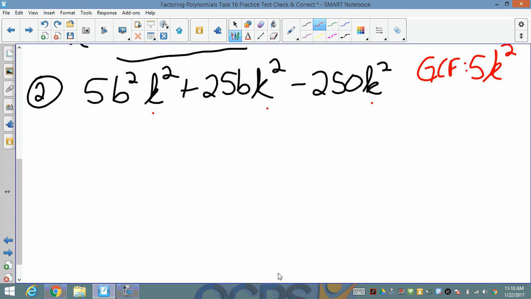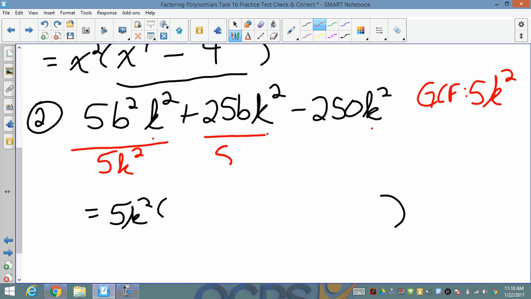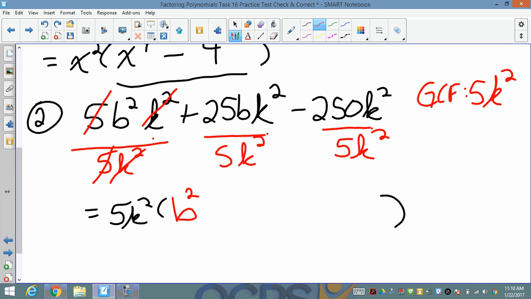Now I'm going to factor that out. So again, when I'm factoring using the GCF, I'm going to have the GCF times something, and to get that something, I'm going to divide by 5k squared, because that's my GCF. Here we go. So 5 divided by 5 is 1. B squared is going to stay b squared. K squared divided by k squared is 1. Plus 25 divided by 5 is 5. K squareds cancel out. Minus 250 divided by 5 is 50.